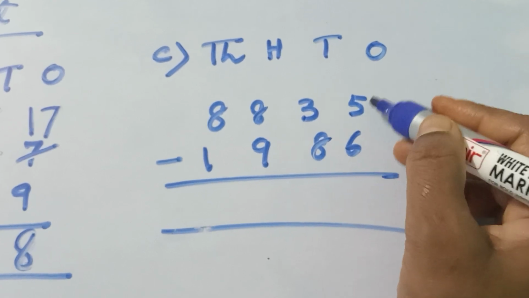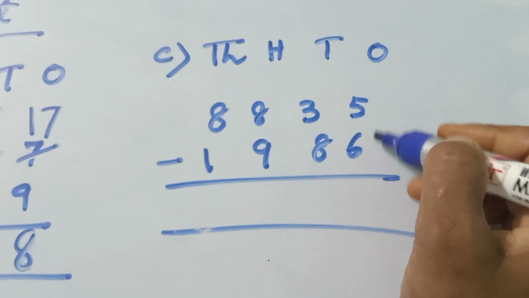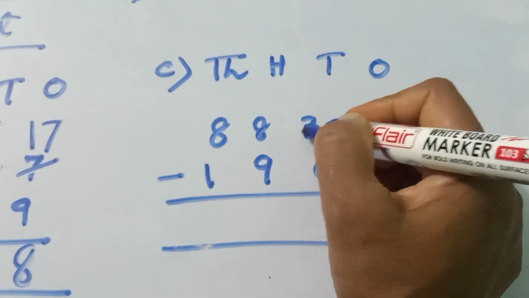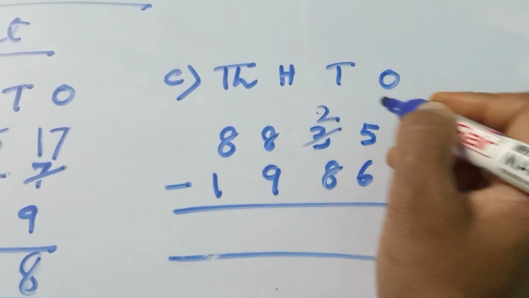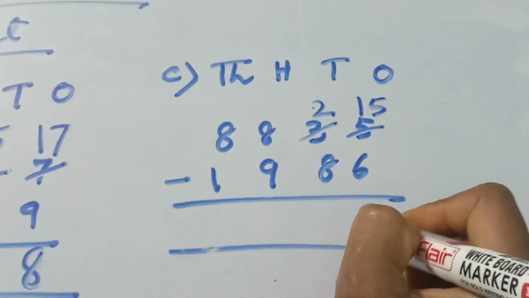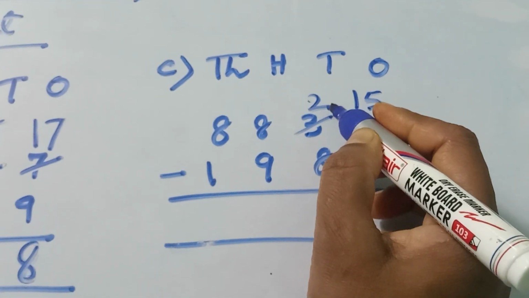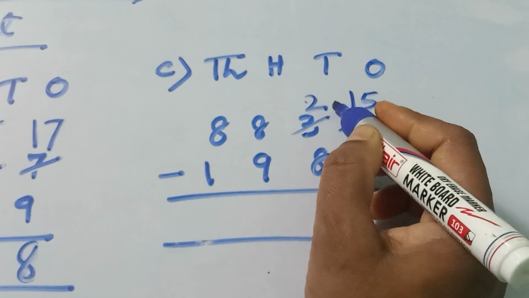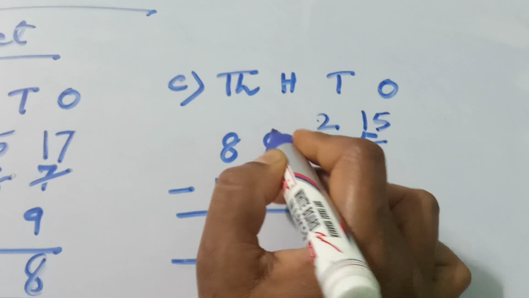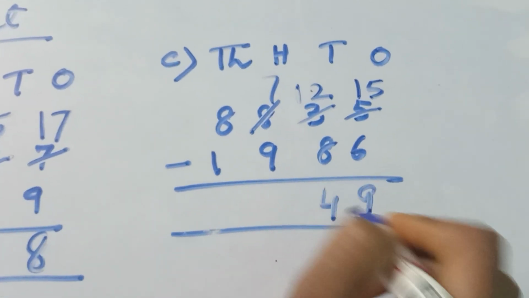Again children, under the ones column you have to subtract 6 from this 5. Not possible, no, because 5 is smaller than this 6. So again we will borrow. So here tens will regroup to ones. So 3 becomes your 2 and this 5 becomes, yes, 15. Now 15 minus 6, that is your 9. Now again 8 will be subtracted from this 2, not possible because 2 is smaller than this 8. So again this hundreds, regroup this hundreds to tens. So this becomes 7, 2 becomes 12. Now 12 minus 8, that is your 4.